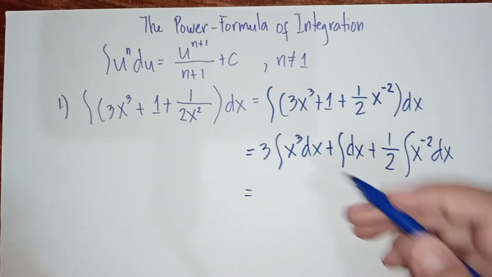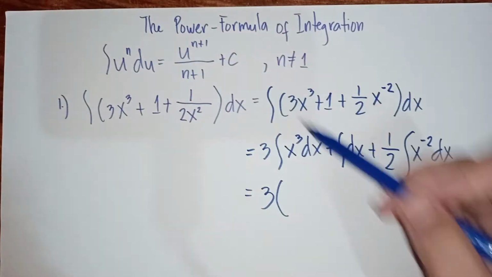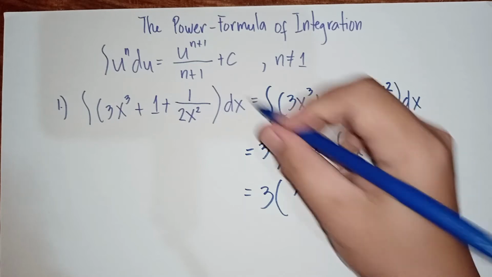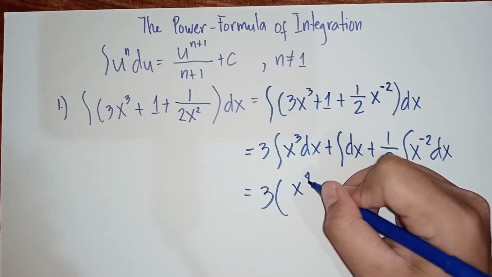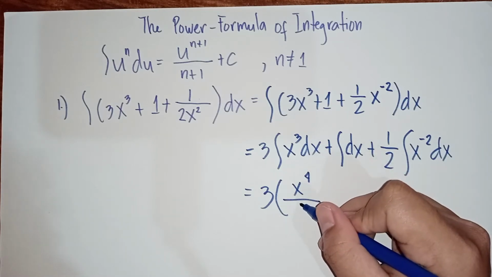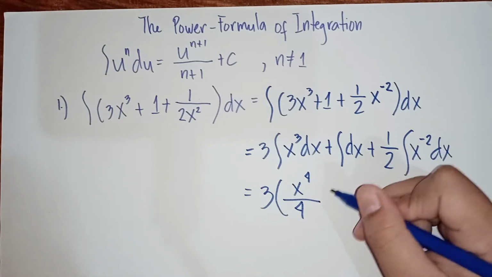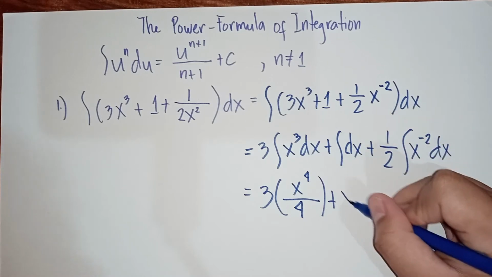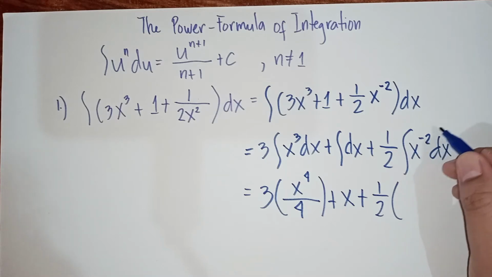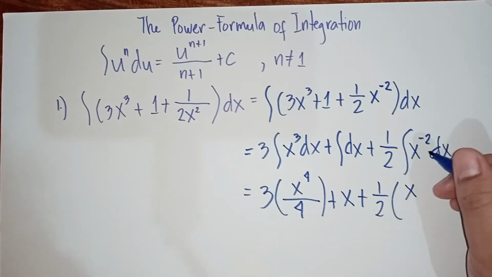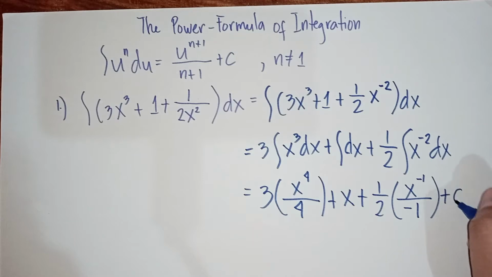Now, by applying the power formula of integration, we have 3 times x cubed, so this is in the form u raised to n du. So, we have here x to the 3 plus 1 kasi it's n plus 1. So, our n is 3. So, 3 plus 1, that is 4. So, yung sa denominator niya is also 4 din. So, kung ano yung exponent, siya din yung denominator. Then, plus, integral of dx is x plus 1 half times the integral of x raised to negative 2 dx, that is equal to x raised to negative 2 plus 1 is negative 1 over negative 1 plus c.